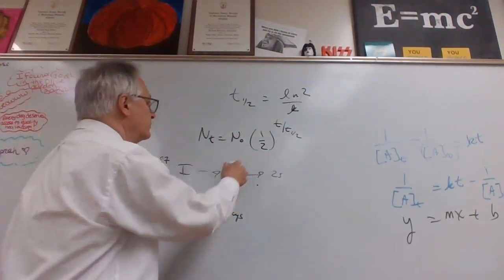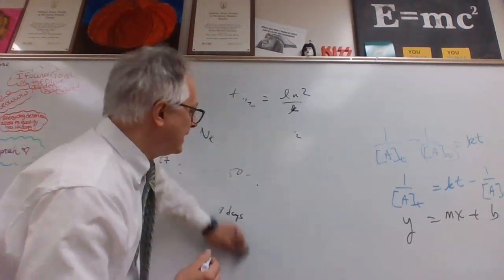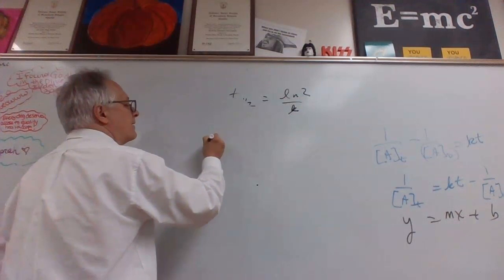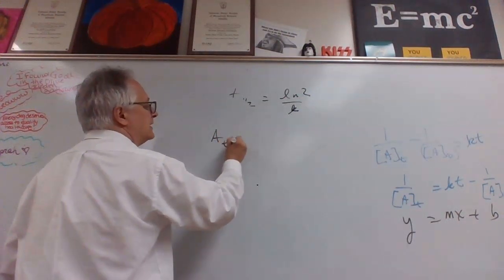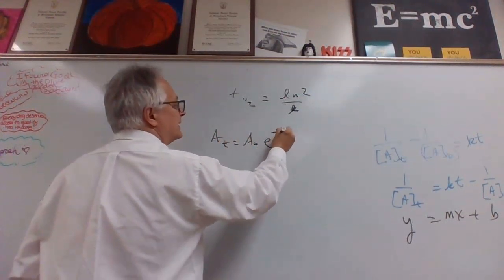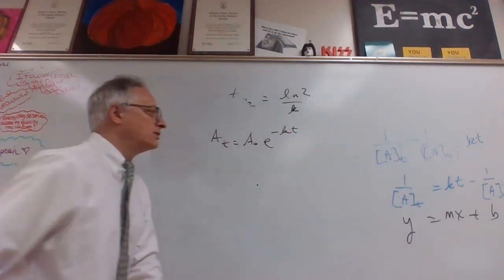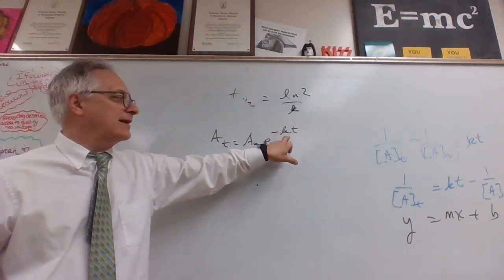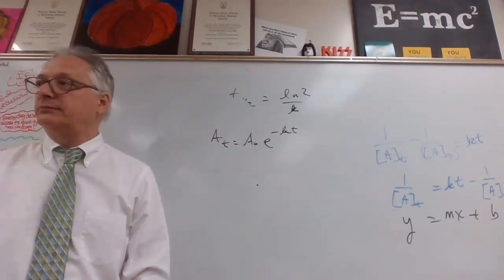If you don't, the other one is the amount I have at time t is equal to my starting amount times e to the negative kt. So if you just have time, but you're able to get that constant, you can use this equation as well.